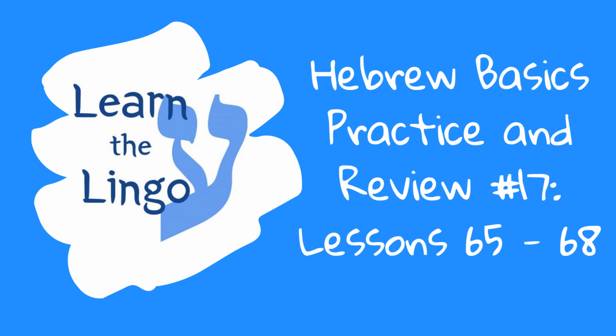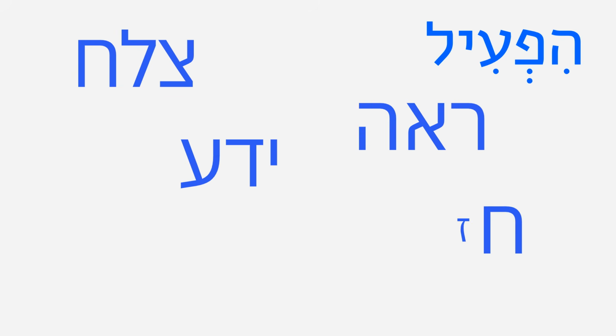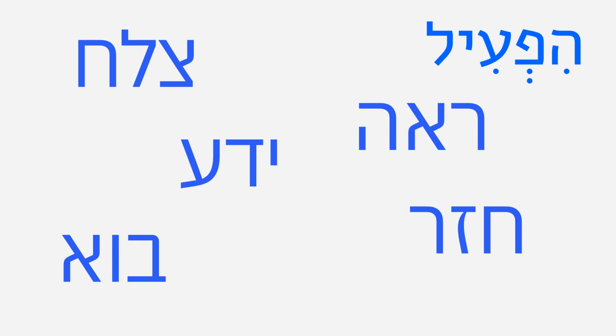Welcome back to Hebrew Basics, a series where we learn the essentials of Hebrew grammar. Today, we are going to be doing a practice and review of everything we've learned from lessons 65 to 68 in this series. Throughout these past 4 lessons, we've been learning roots that are used in the Hiphil binyan, specifically, roots that have irregular Hiphil verbs.